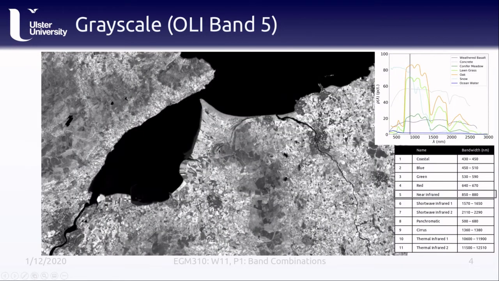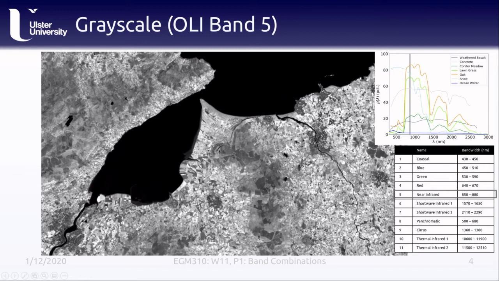We'll start with a grayscale image of OLI Band 5, the near-infrared band. Of course, you've seen this before when we looked at spectral properties. In the upper right panel here, we have our spectral signatures for different objects with the band highlighted as a vertical gray bar. Underneath that, I've also included a table which shows the different band names, the band numbers, and the bandwidth or wavelength range. So here, we're looking at light between 850 and 880 nanometers in the near-infrared.